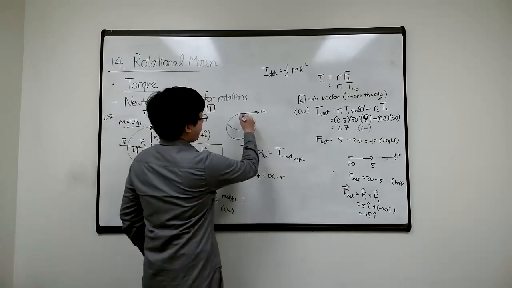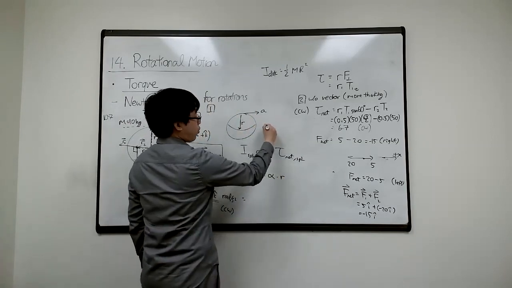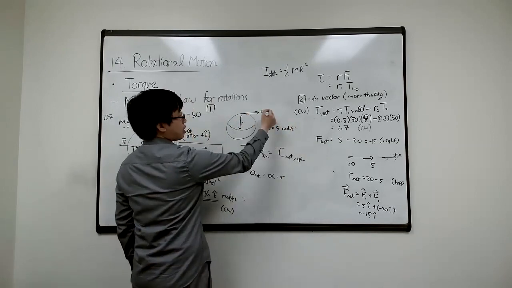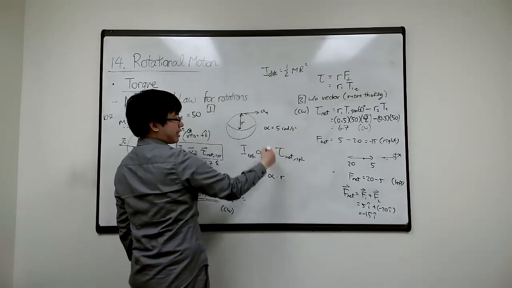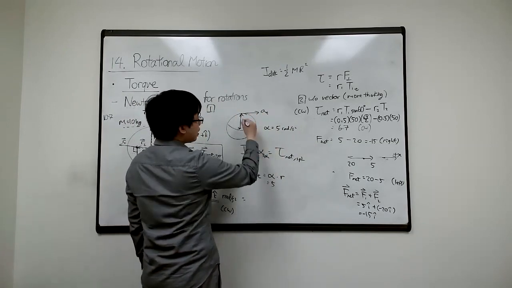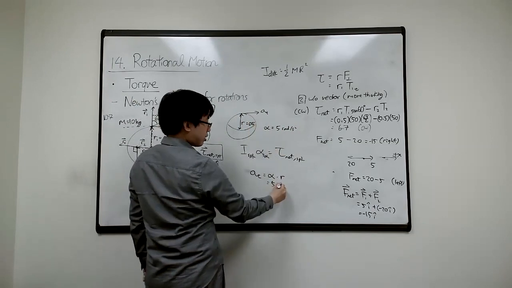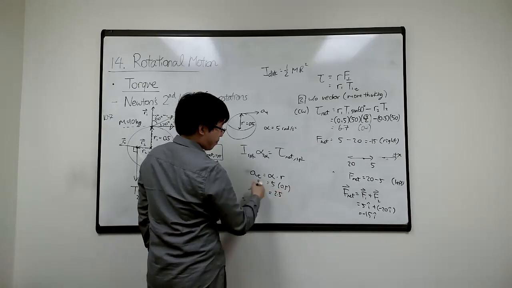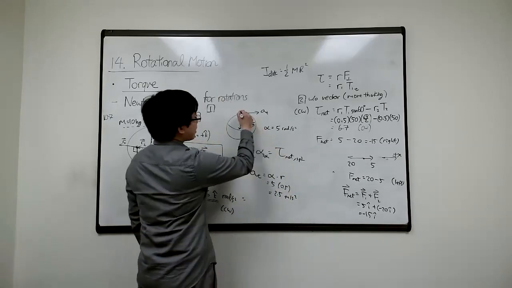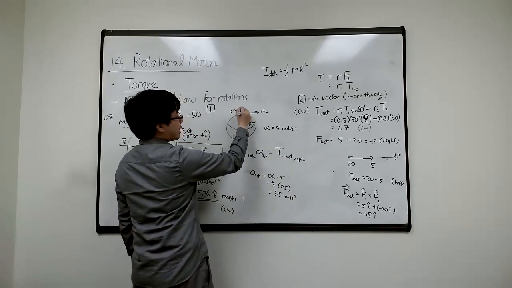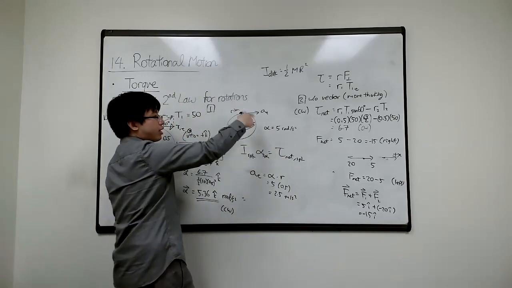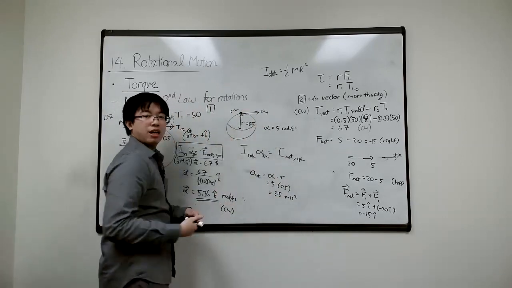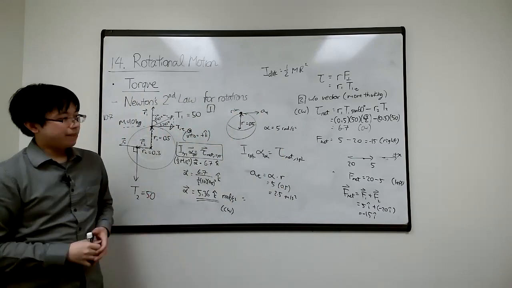So that's the R, and if I know what the alpha is, let's say 5 radians per second squared, and you want to know the tangential acceleration at this point, you can just multiply 5 by, let's say, R of 0.5. So this is 2.5 essentially. This is the rim on the surface of the sphere, of the basketball or whatever. This part has a tangential acceleration of 2.5 meters per second squared.